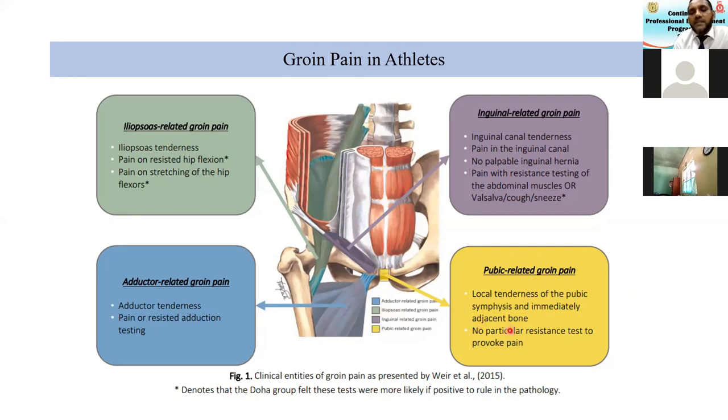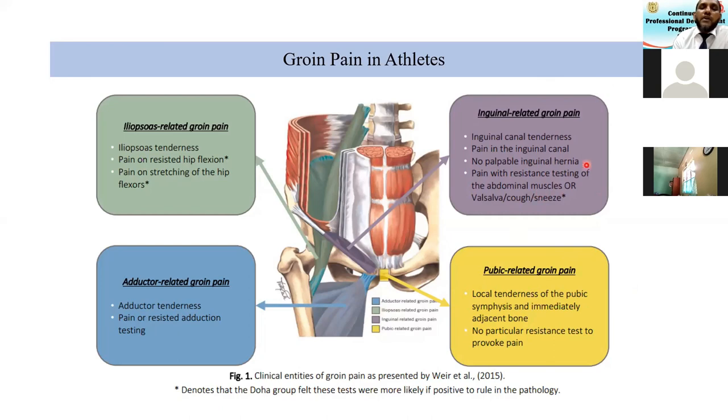The other category is pubic related groin pain, where the pubic symphysis, due to excessive load, can go into bone sclerosis and cystic changes and come out with pain.